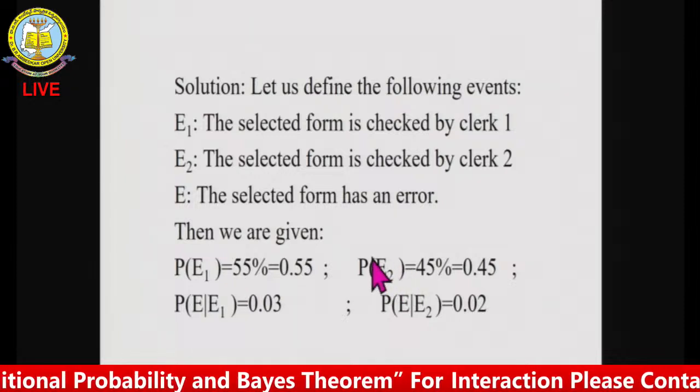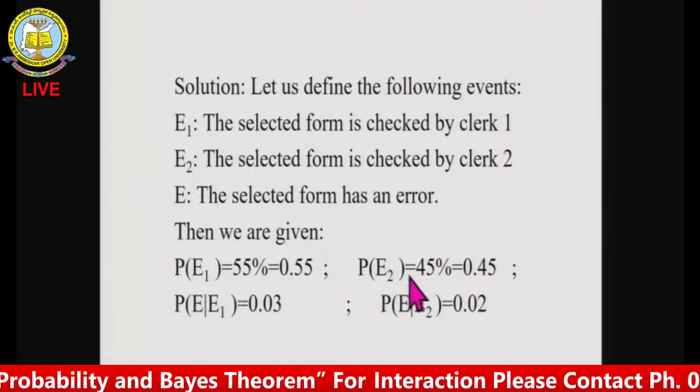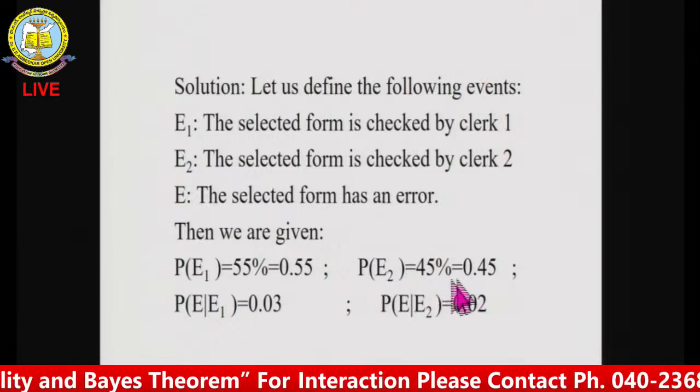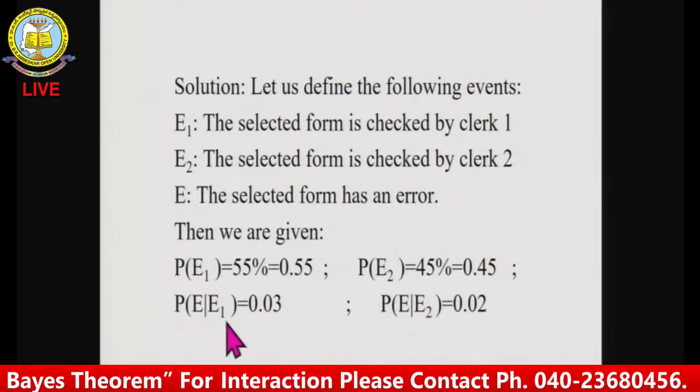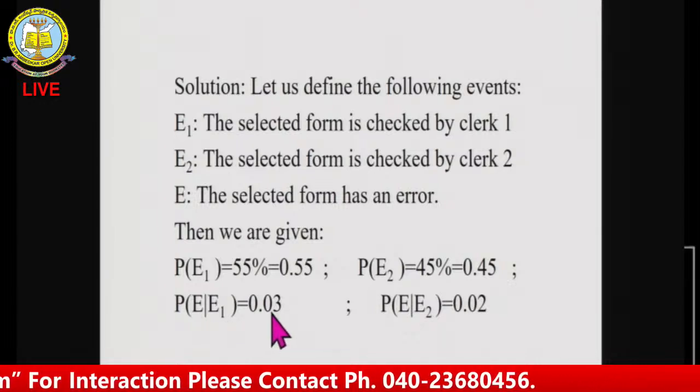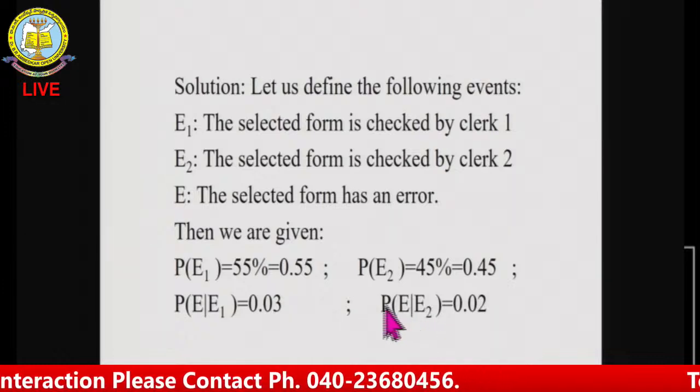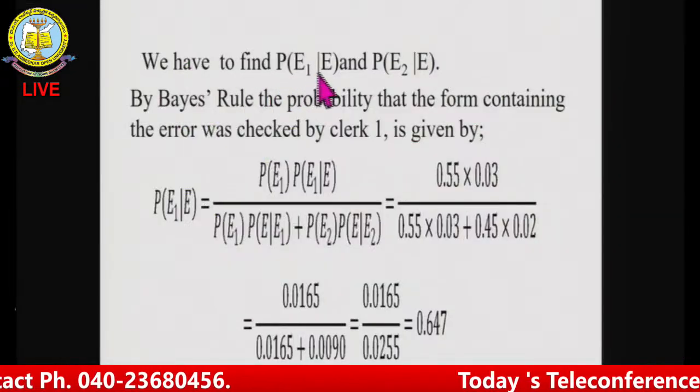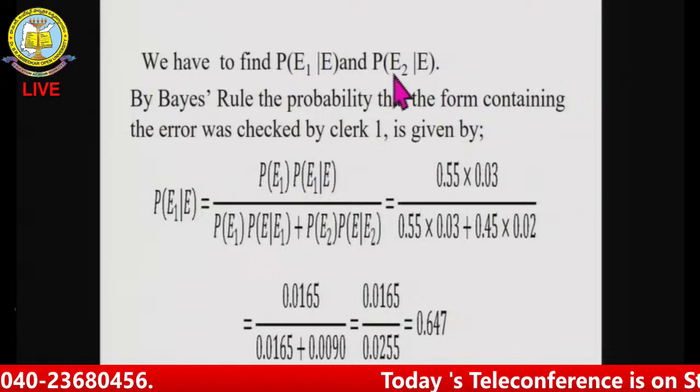Then probability of E2 is equal to 45%, that is 0.45. Probability of E given E1 and probability of E given E2 are already given, 0.03 and 0.02. Now we can apply the Bayes theorem statement. How many probabilities do we need to find here? Probability of E1 given E and probability of E2 given E.